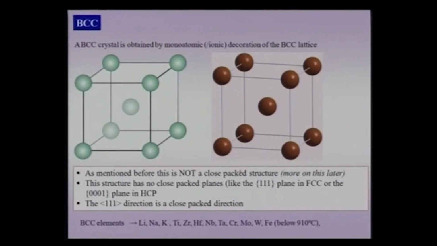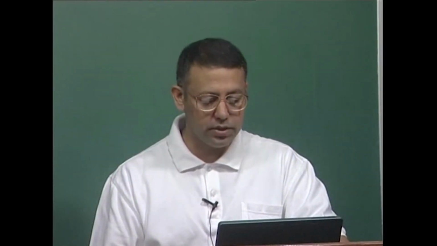And more importantly, it has no close packed planes. In the case of the FCC and HCP, we started off with close packed planes, and assuming of course an ideal c/a ratio in the case of hexagonal, those planes remain close packed planes when you continue to make the crystal out of those close packed planes. But in the case of the BCC crystal, the construction is not done the way we have done the FCC or the CCP and the HCP crystals, and therefore this crystal structure has no close packed planes.